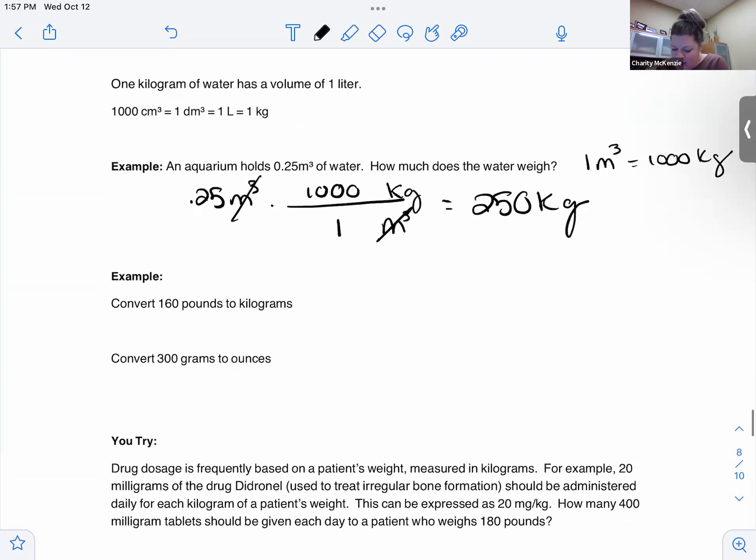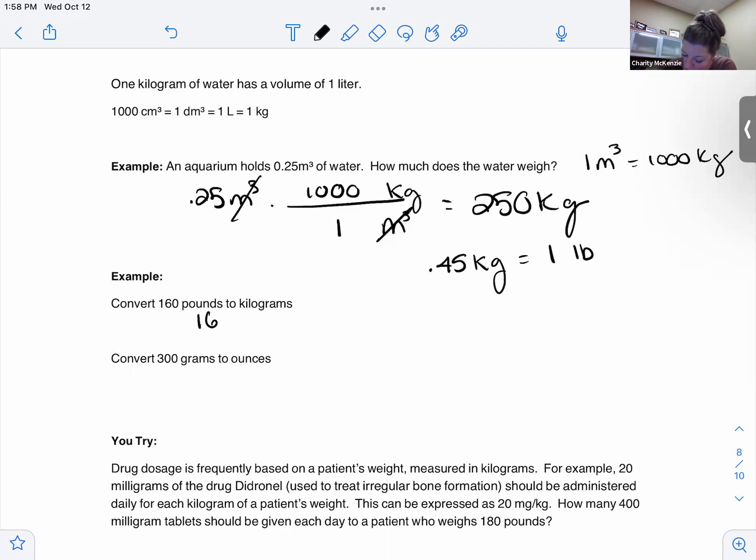The next one, convert 160 pounds to kilograms. So this is what they always have at my doctor's office, kilograms. So let's do the conversion. Do we have the conversion somewhere? So the conversion is 0.45 kilograms is equal to 1 pound.